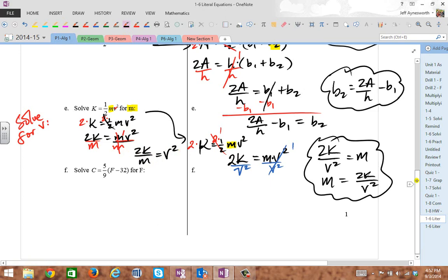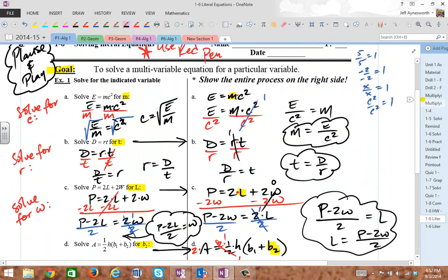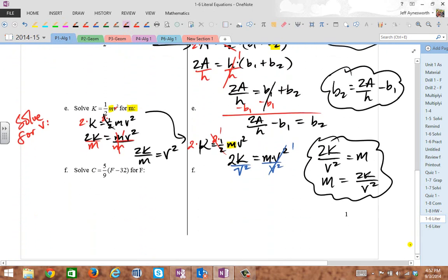And if we remember what we did earlier, right up here, when we solved for c squared, we square rooted both sides. Well, we're going to square root both sides here too. So square root the left side and the right side. And the square root cancels out the square, and that gives the square root of 2k divided by m is equal to v.